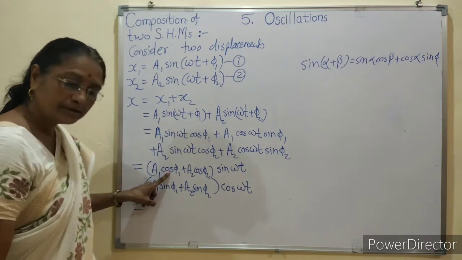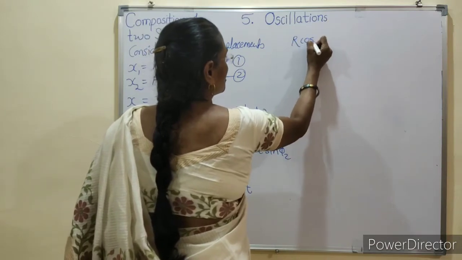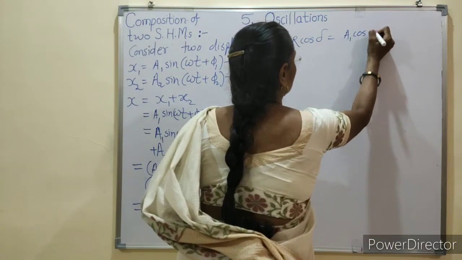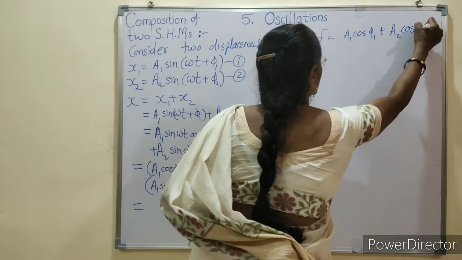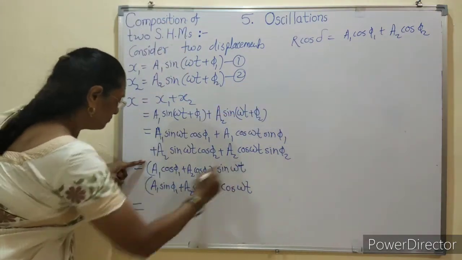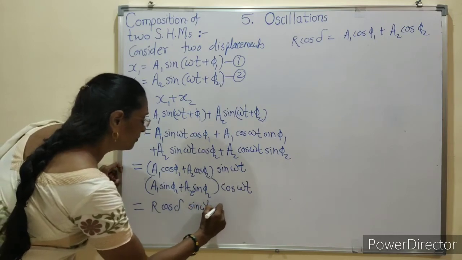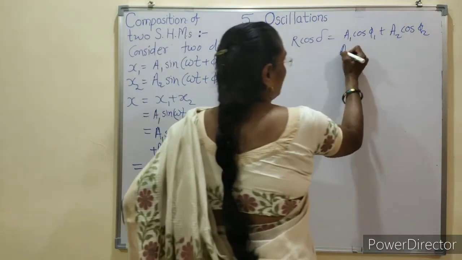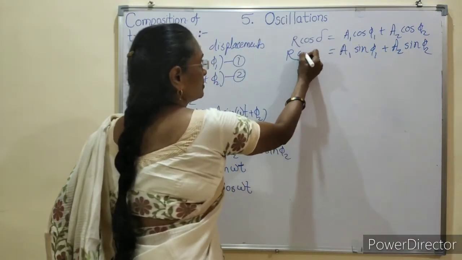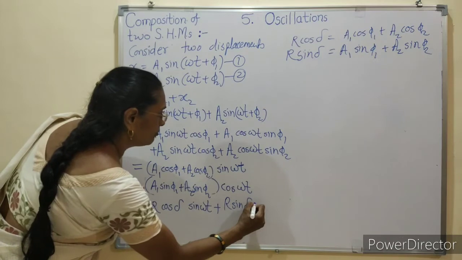Now for this first bracket we substitute the term r cos delta. Cos ratios are there. Now a1 cos phi 1 plus a2 cos phi 2, this bracket we can substitute as r cos delta. So for this first term we write r cos delta, multiplied by sin omega t, plus for the second bracket a1 sin phi 1 plus a2 sin phi 2 we substitute as r sin delta, multiplied by cos omega t.